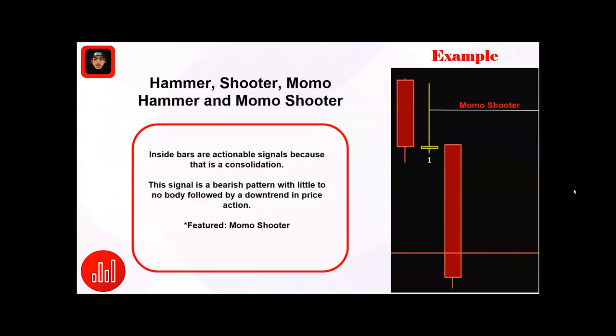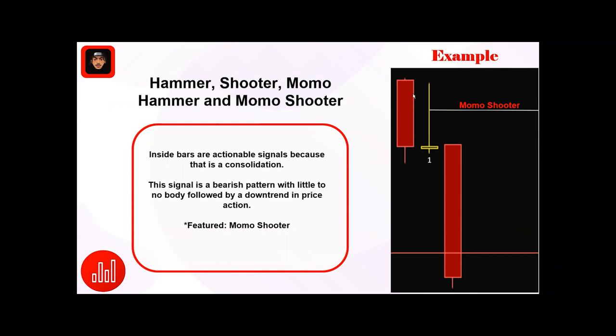All right. So actionable signals. Inside bars are actionable signals because that is a consolidation. This signal is a bearish pattern with little to no body, followed by a downtrend in price action. As far as this, this is what we would call a Momo shooter. All right, a Momo shooter happens in the trend, right? So what happened is we'll have a nice strong push down, a nice strong bearish candle. And then a lot of times there's some profit taking, some covering of positions, because the shorts are eaten. And then immediately on that next candle, we end up going 212, because it's a two down and this is a two down. We end up going 212 continuation.